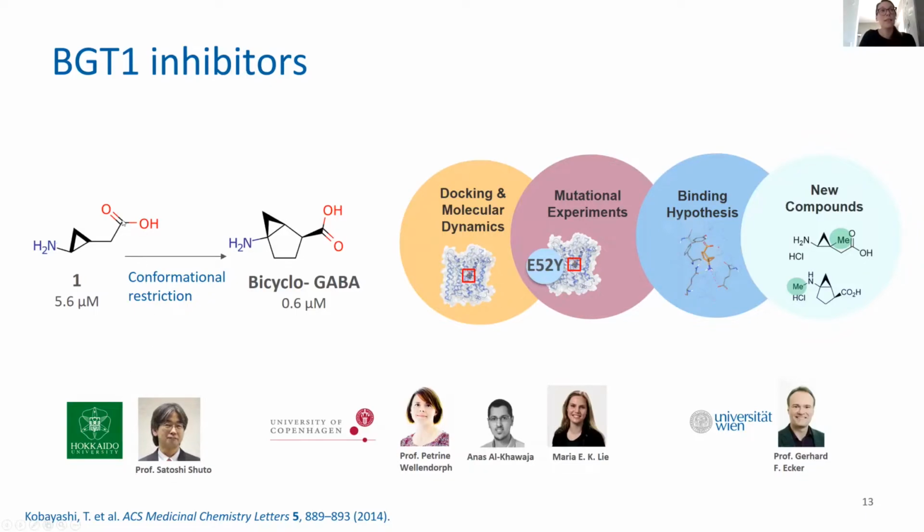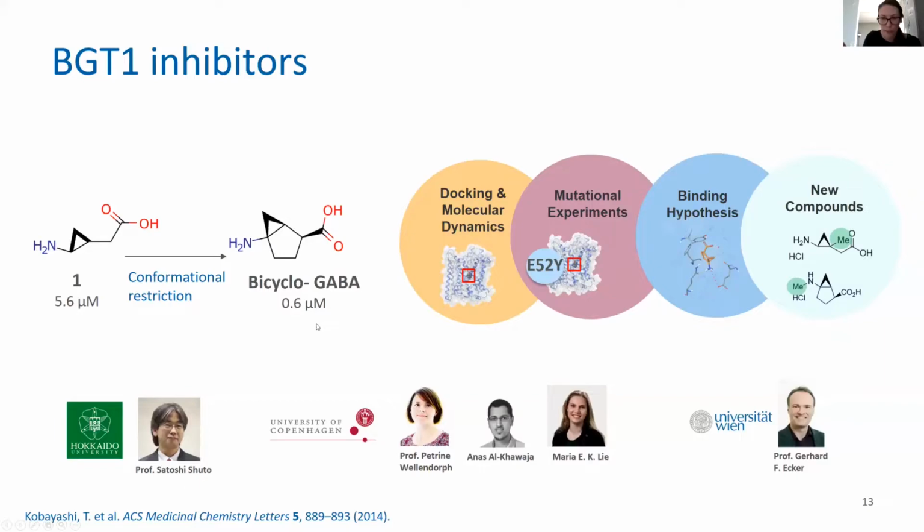And they first developed this small compound here. We call it compound number 1. And this was already a quite good inhibitor of the BGT1, with 5.6 micromolar. And then they decided to conformationally restrict this small compound, and they designed bicyclic GABA, and miraculously this compound turned out to be a really potent inhibitor, so 0.6.